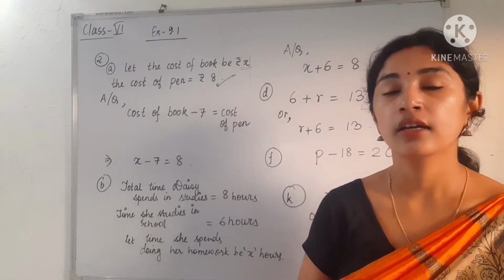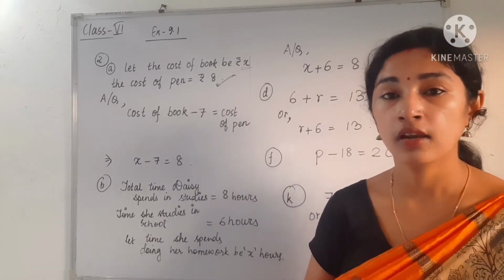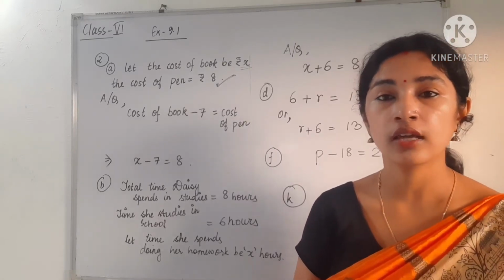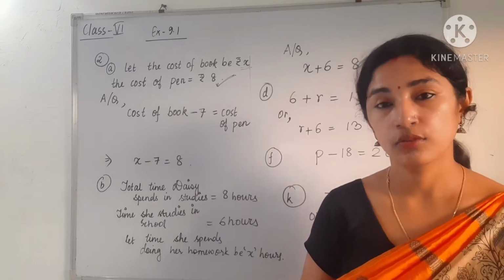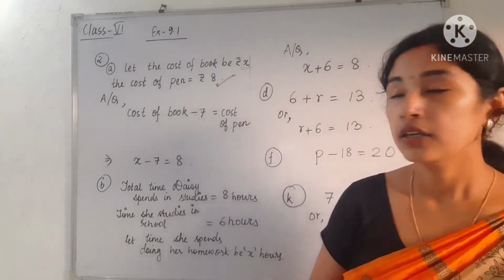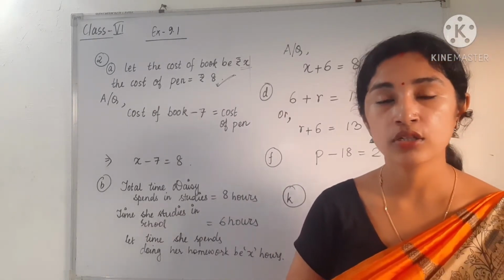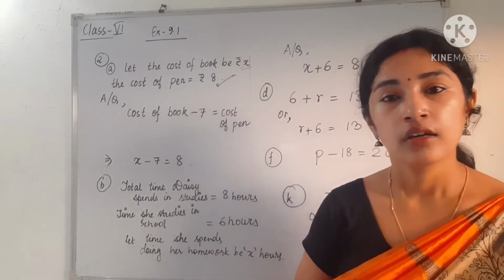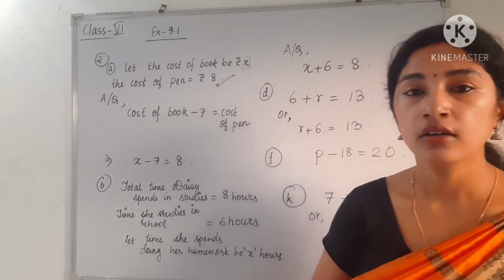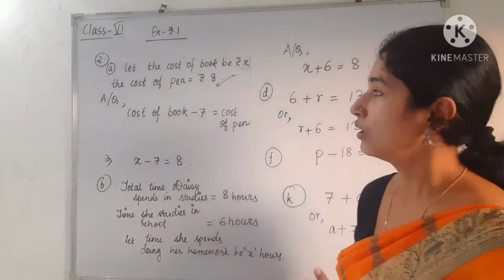We have to take that number as an alphabet, as a literal. We can say x, y, z, anything, that is also called a literal. In the last chapter also we have discussed that part. So see, in question number A also we are going to form an algebraic equation using the given condition. No need to solve the algebraic equation, you just have to form the equation.